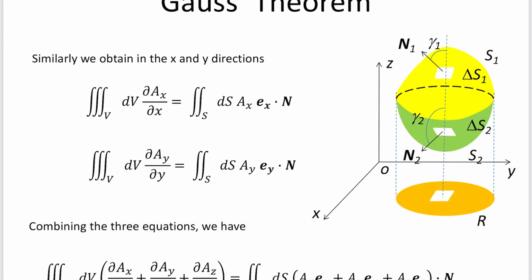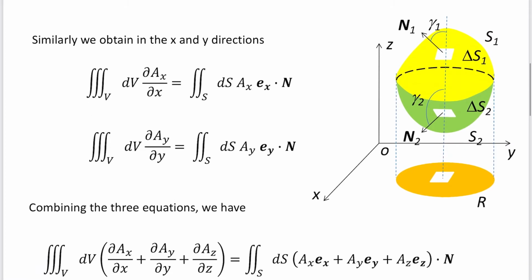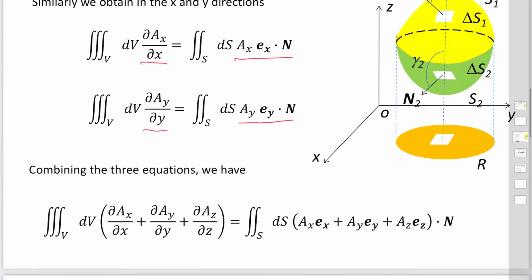Also, we could use the same method. So the volume integral of the round A sub x, round x is expressed as A sub x, E sub x dot n. Round A sub y, round y is expressed as A sub y, E sub y dot n. Then by combining the three equations, we could find these expressions.